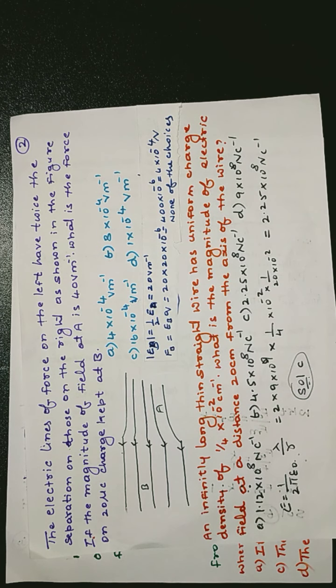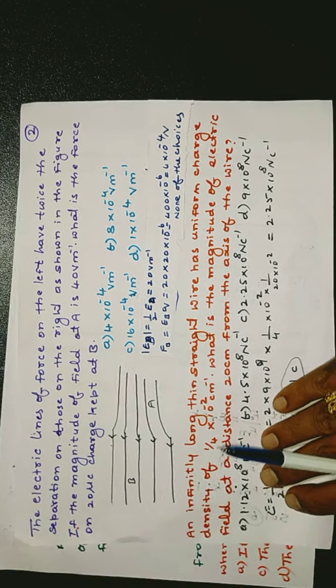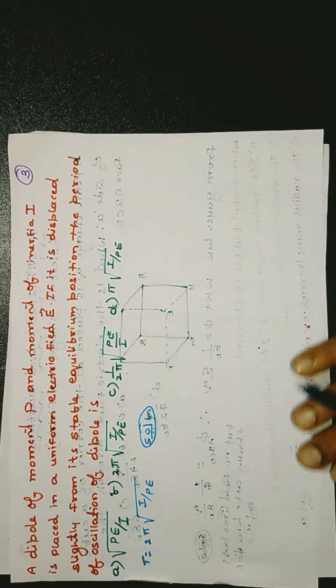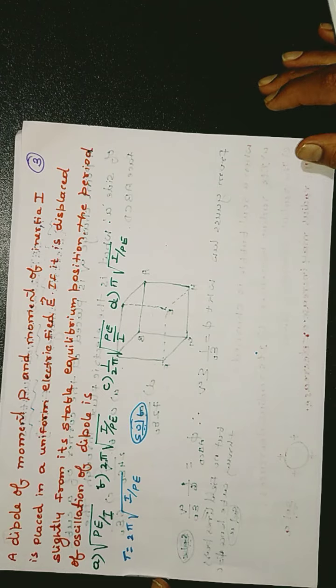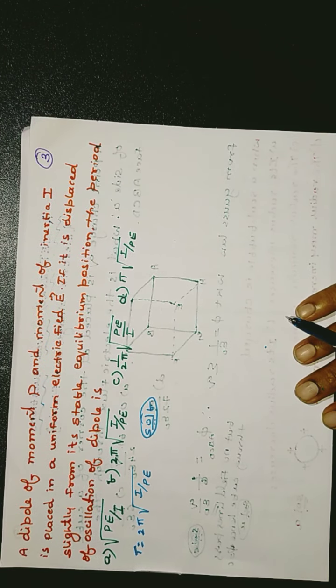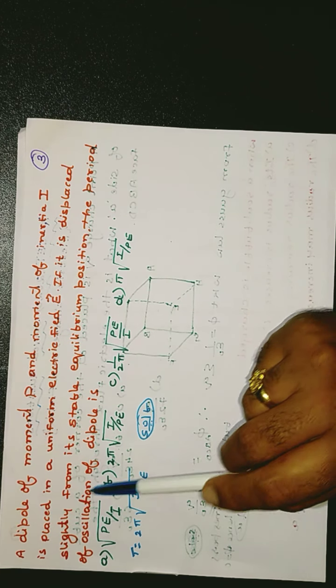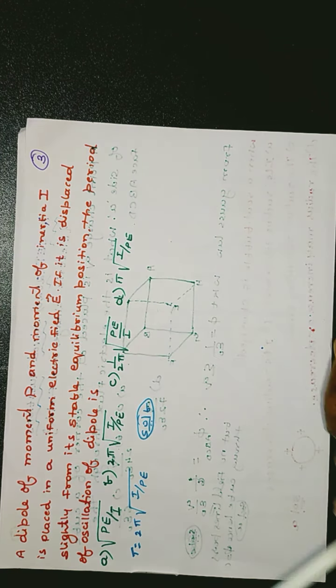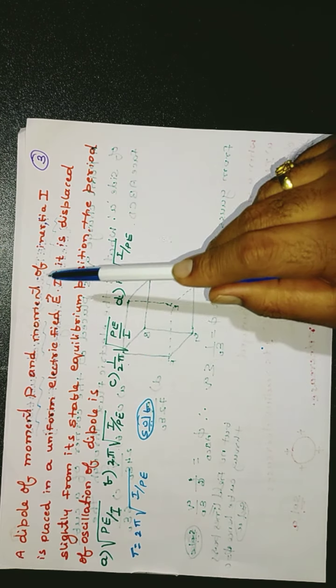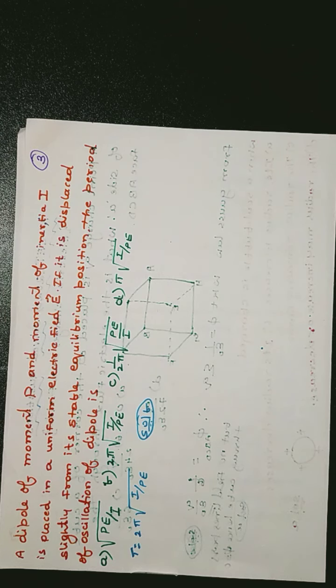Then the next one: a dipole of moment P and moment of inertia I is placed in a uniform electric field E. If it is displaced slightly from its stable equilibrium position, the period of oscillation of the dipole is.